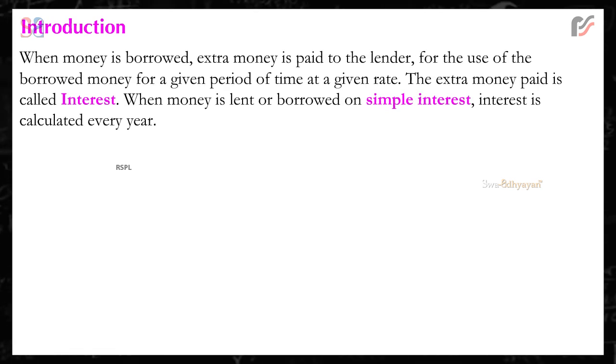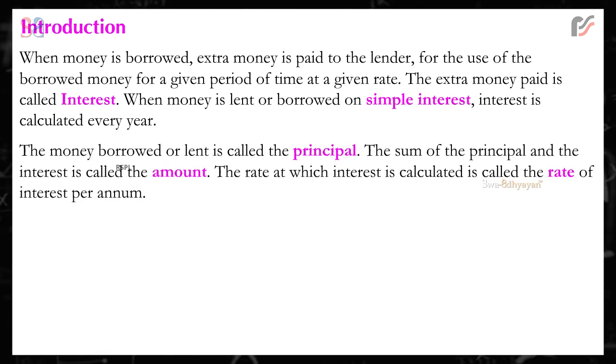Introduction. When money is borrowed, extra money is paid to the lender for the use of the borrowed money for a given period of time at a given rate. The extra money paid is called interest. When money is lent or borrowed on simple interest, interest is calculated every year. The money borrowed or lent is called the principal. The sum of the principal and the interest is called the amount. The rate at which interest is calculated is called the rate of interest per annum.